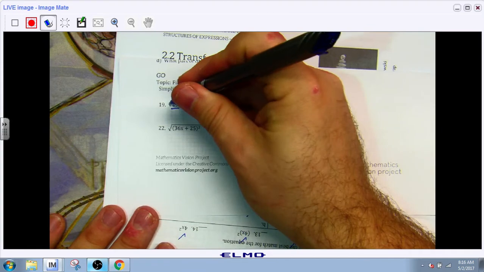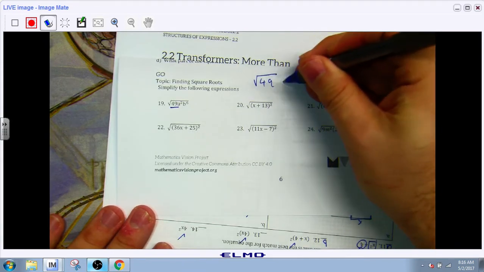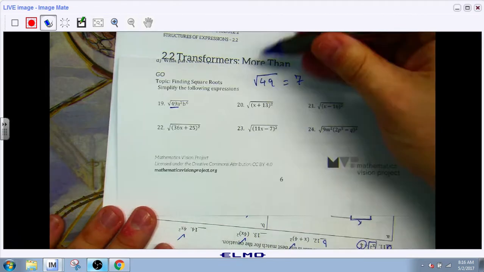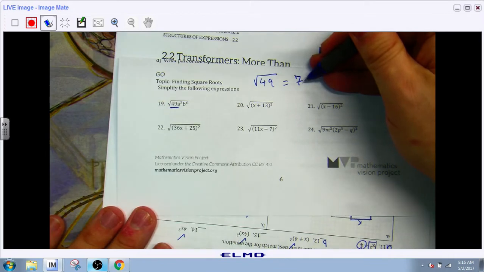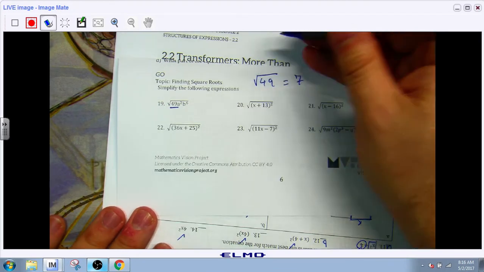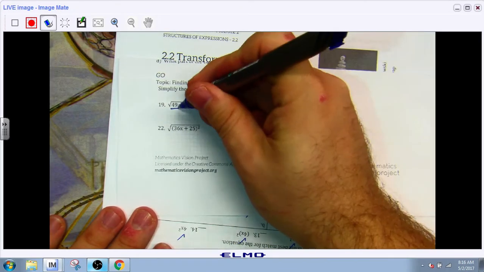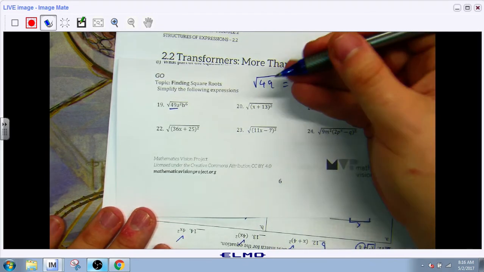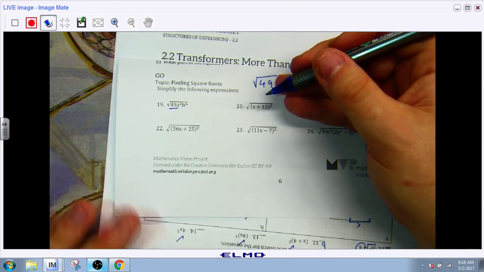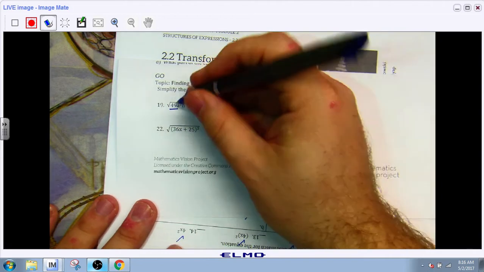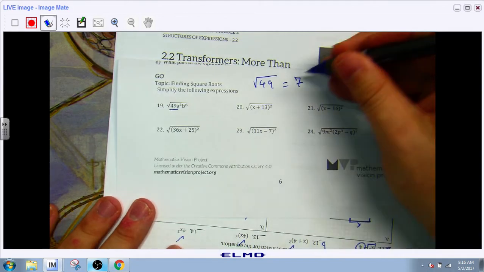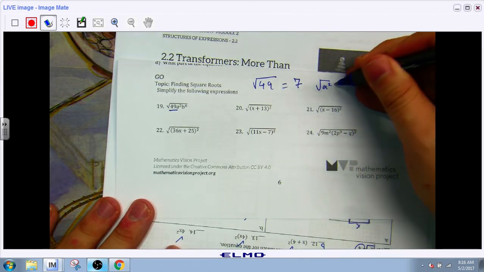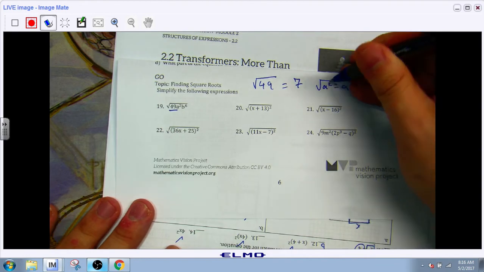So I know that the radical of 49 is the same thing as 7, because that means the square root of 49 is 7, because 7 times itself is 49. Okay? What about a squared? What times itself is a squared? Well, in this case, we know that a times a would be a squared, right? The radical of a squared would be a.